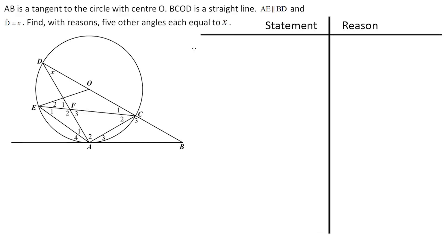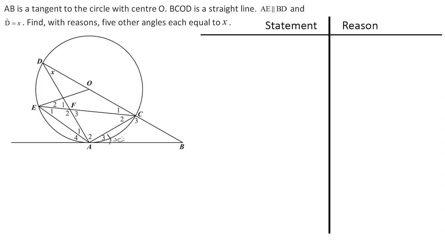Let's consider the following diagram. And let's look at the information that is provided that is linked to this diagram. The first statement, they say AB is a tangent to the circle with center O. We have the tangent AB, the chord AC, and you will see the angle of X is subtended by that chord. In other words, from that we can deduce that this angle here will be equal to X.